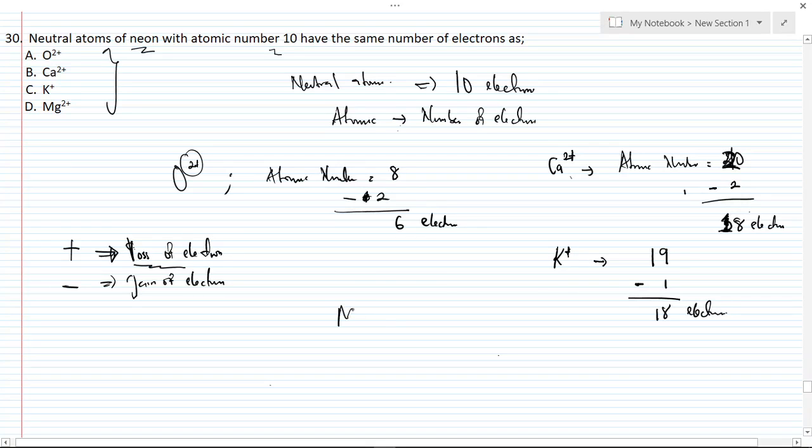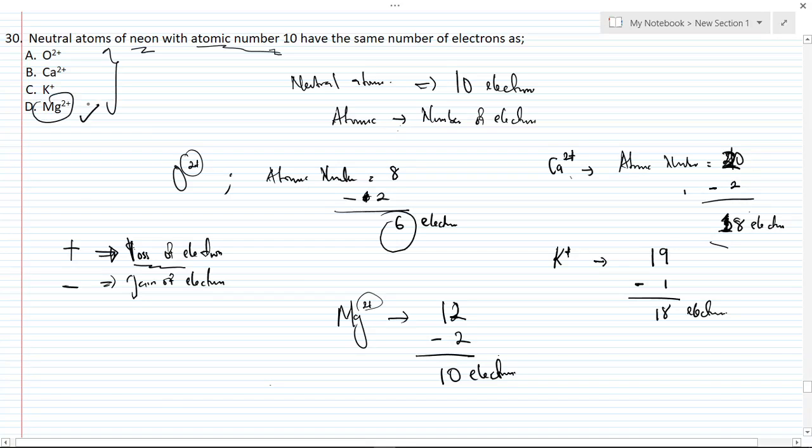And in the case of Mg2+, Mg is the 12th element. It has atomic number of 12. Because of its charge of +2, it means it has lost 2 electrons, so it has 10 electrons. Comparing 6, 18, 18 and 10, obviously option D matches what we're interested in. So option D is the correct option.